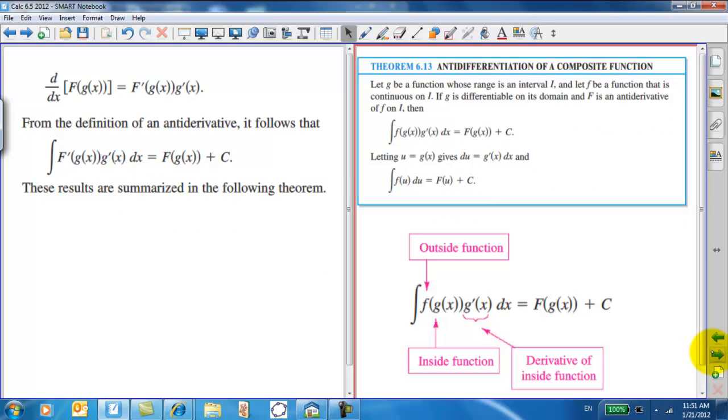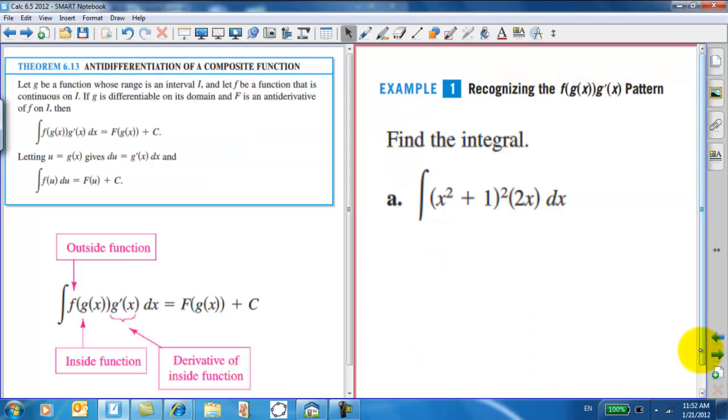And here's the theorem. Antidifferentiation of a composition of functions, f of g of x times g prime of x, has to be in the integrand. If I don't have this g prime of x in here, I'm not going to be able to do it. And so you take the antiderivative, f of g of x plus some constant of integration. You can also do what we call u substitution, let u equal g of x. So you get the integral of f of u du equals big F of u plus c. So you're going to have an outside function and an inside function when you have this composition of functions. And you've got to make sure the derivative of the inside function is also in the integrand.